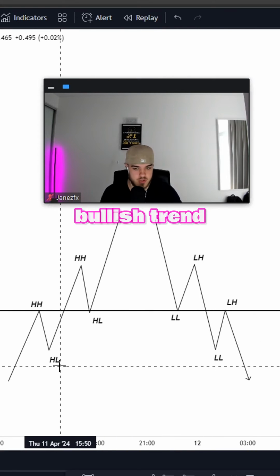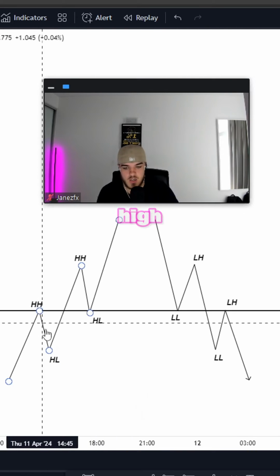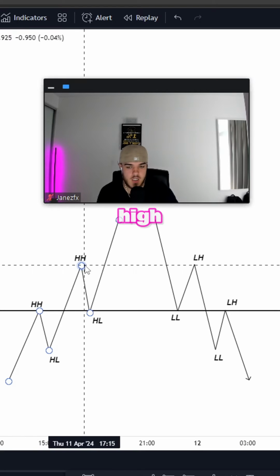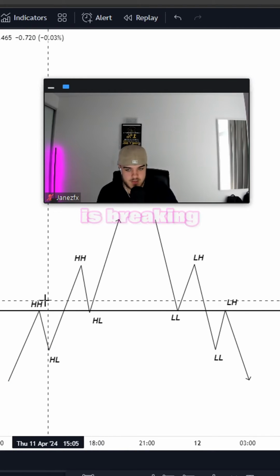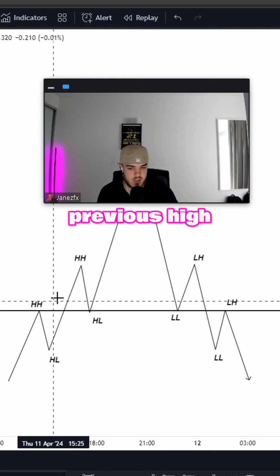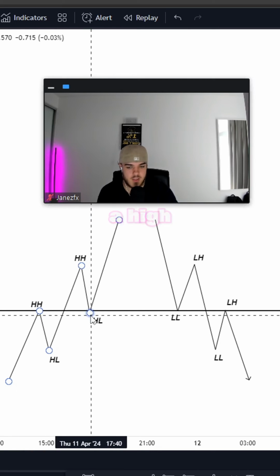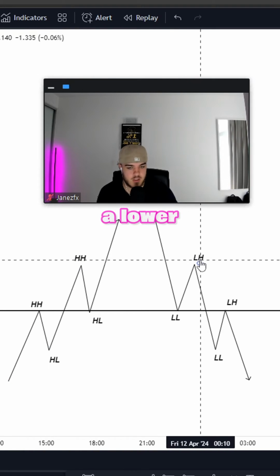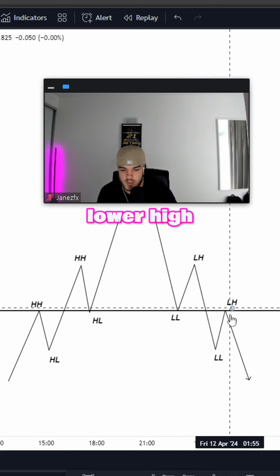Now, what is a bullish trend? A bullish trend is when you form a high, a low, and then you form a high, indicated by price breaking above this previous high. So you form a high, pull back to form a higher low. In a bearish trend, you've got a lower high, lower low, lower high, lower low.